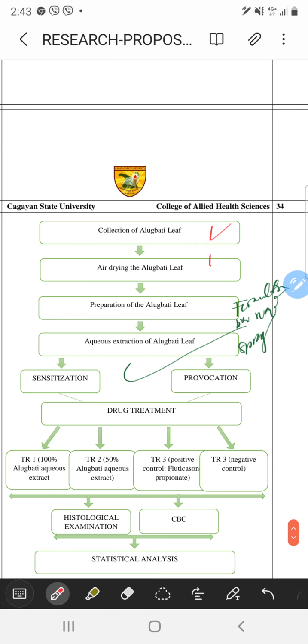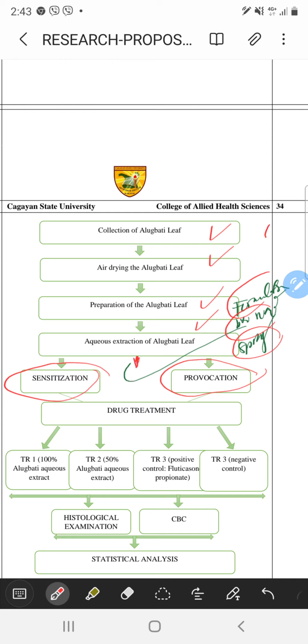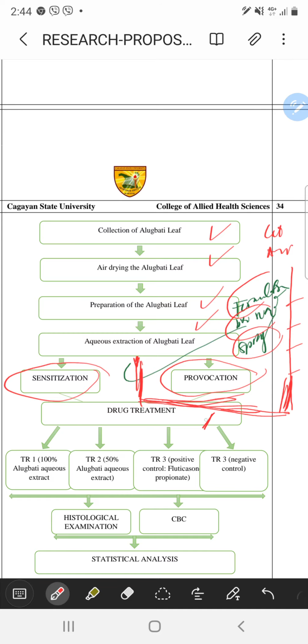Okay, here, missing is your formulation of the nasal spray. And then your sensitization and provocation should not be under aqueous extraction of Alugbati. It should be from your lab animals here. It's another branch. Acclimatization, acute toxicity test, sensitization, provocation before you marry your nasal spray and your lab animals for the drug treatment.